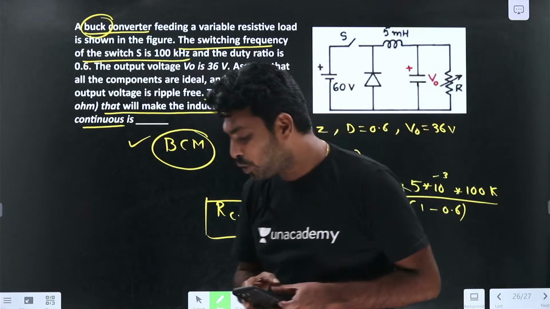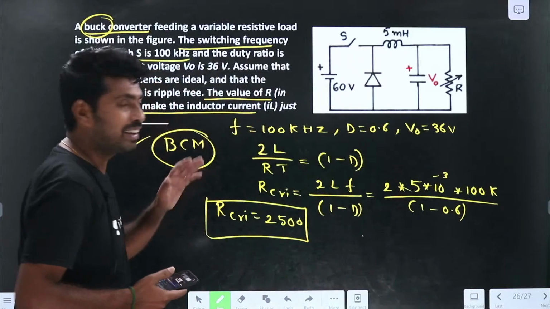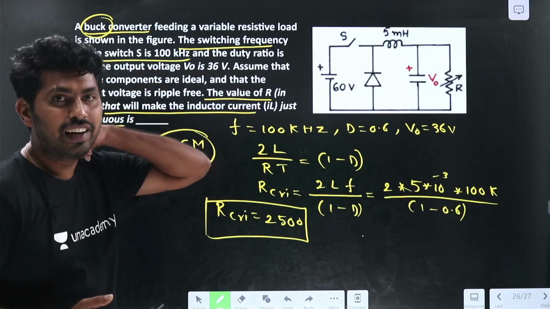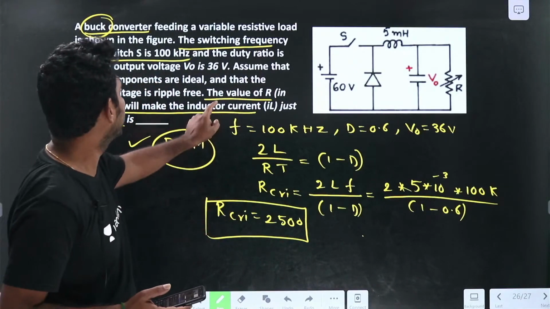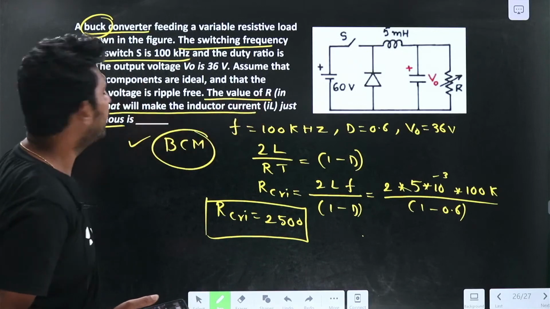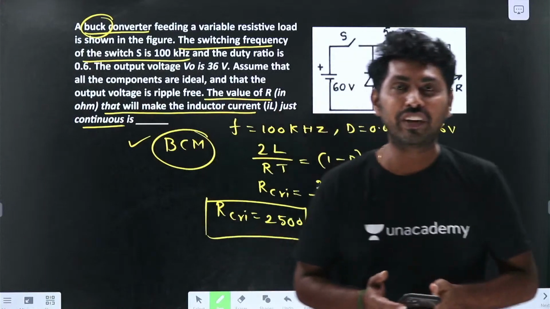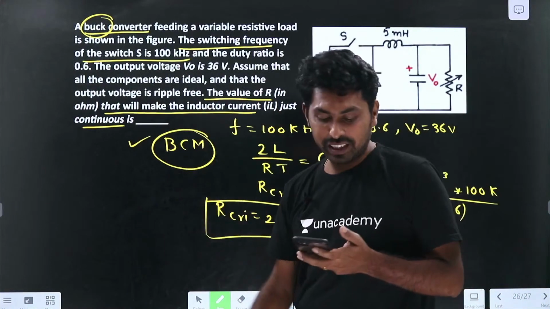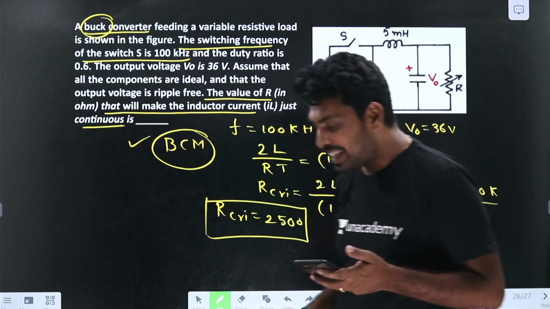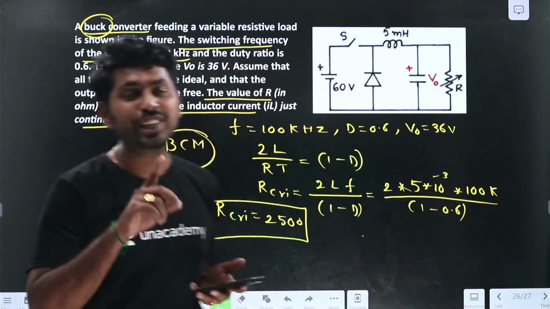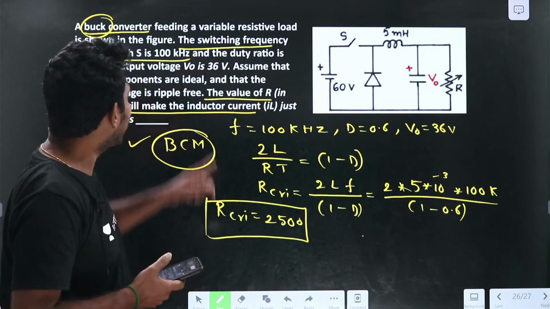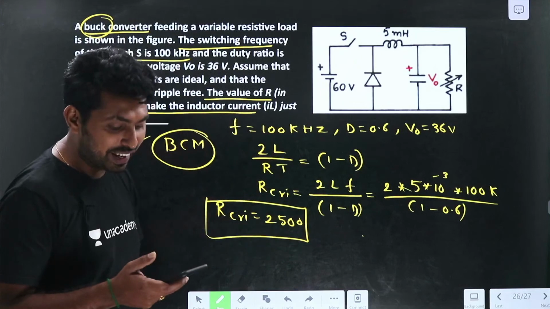Harish, 2.5K is the right answer, but don't get confused here. When you answer the question, observe the value of R in ohms. They are asking in ohms, so when you write the answer, it should be in ohms. So don't write 2.5K as the answer, because they are asking for the answer in ohms. So it will be 2500 ohms.